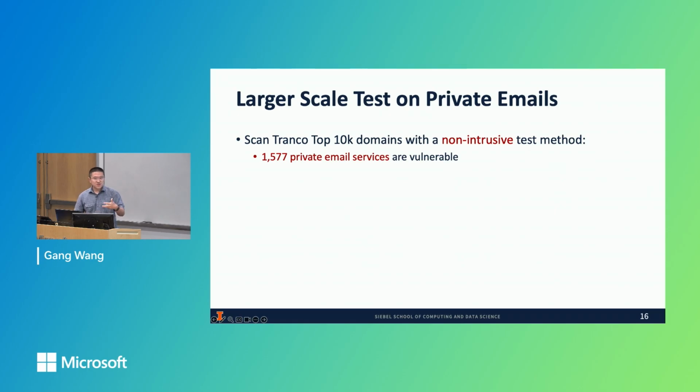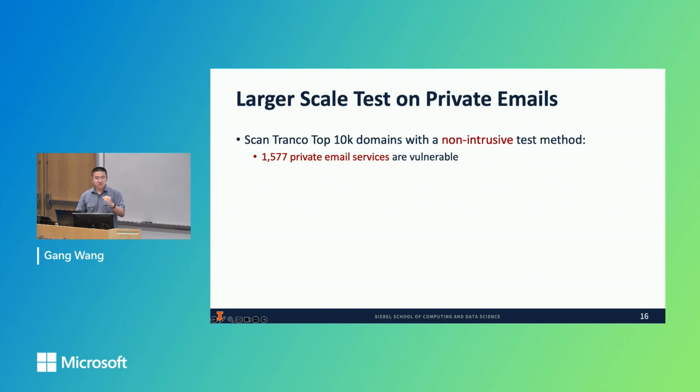But there are more things we needed to take care of, right? So just a little bit of a preview. We use a non-intrusive testing methodology to scan the top 10K domains ranked by the Tranco ranking list, find their email domain, and then test against their service. So we found 1,577 private email services are vulnerable to the smuggling attack.